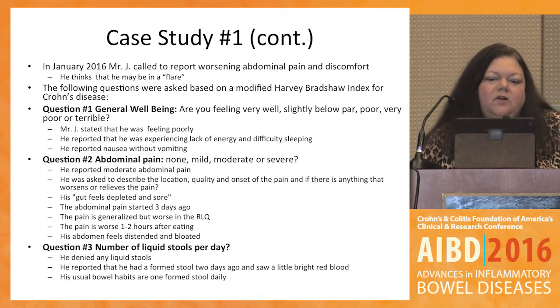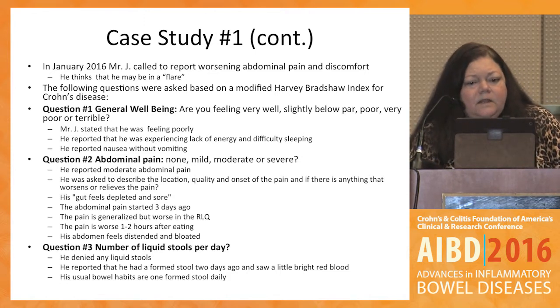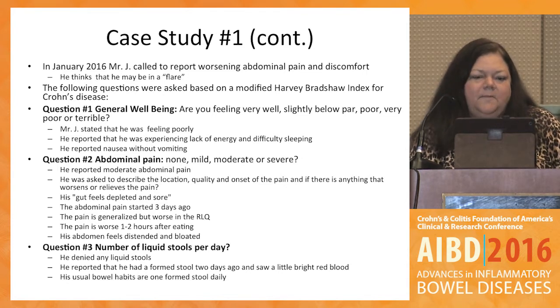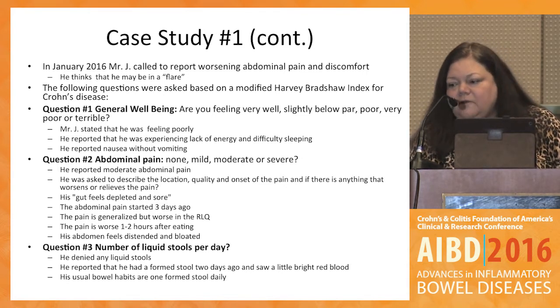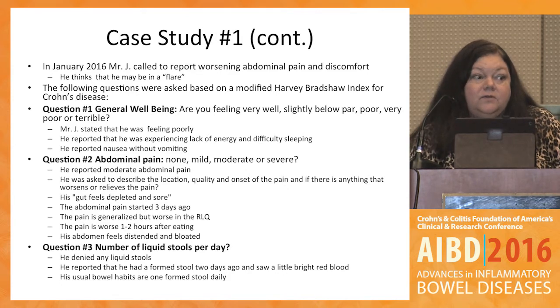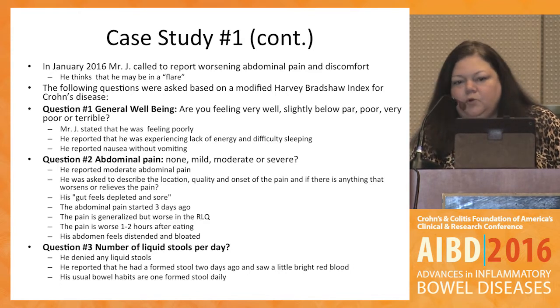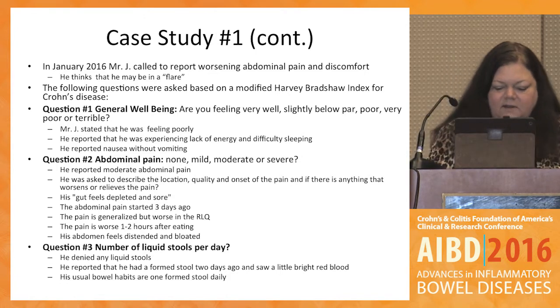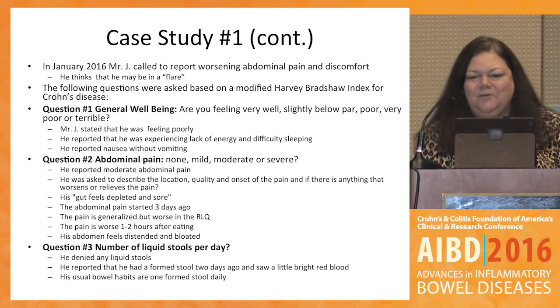In January of this year, he called to report worsening symptoms. He was having some abdominal pain, and he said, I think I might be in a flare. We have a routine of certain questions that we ask when patients call with symptoms, and these are based on the modified Harvey-Bradshaw Index for Crohn's disease. The first question we ask is, how are you feeling overall? Feeling well, slightly below par, poor, very poor, or terrible? And I can tell you they usually never say I'm feeling well. That's not why they're calling.